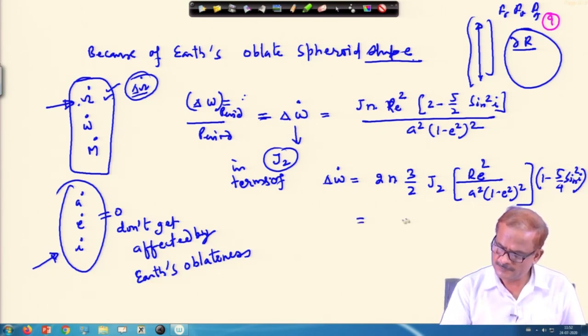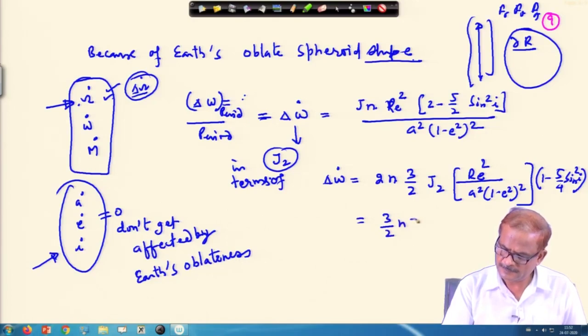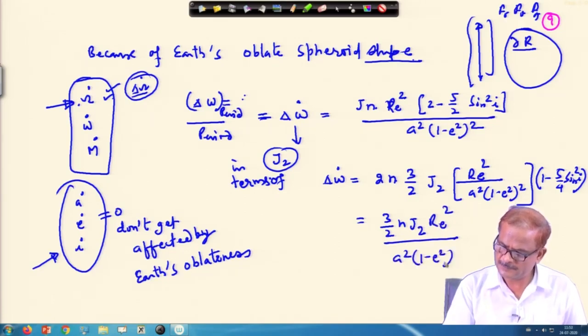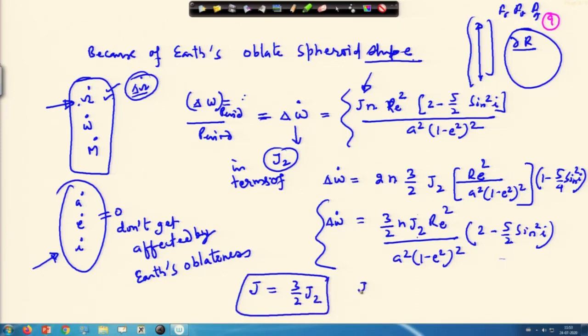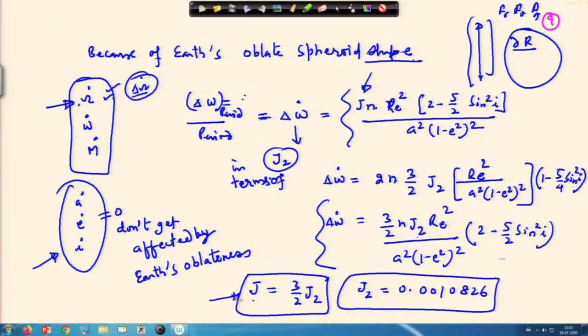So, if we take this 2 inside one of them, this will be 3 by 2 n J2 times R e square divided by A square times 1 minus E square whole square times 2 minus 5 by 2 sin square I. So, you can see the difference between this equation and this equation. Here there is J, n is same, instead of J there is J2 R e square, rest other terms are same. Means J and J2 are related by 3 by 2 J2, and J2 value is given to be 0.0010826, and J value I have already stated earlier.